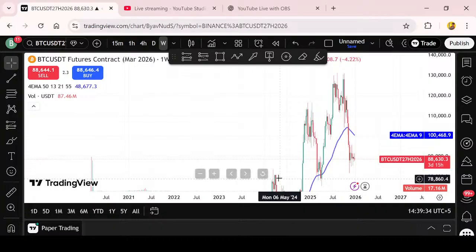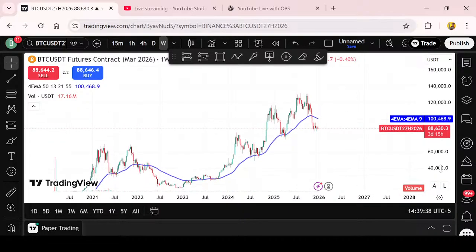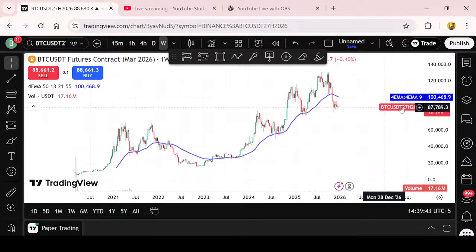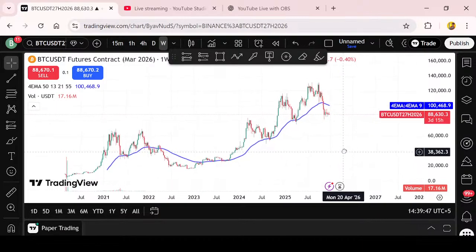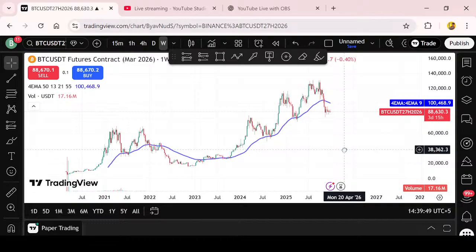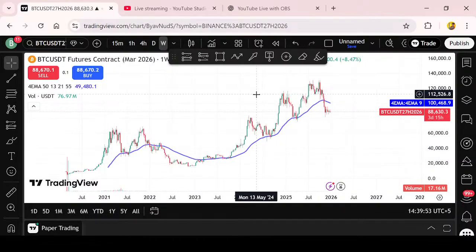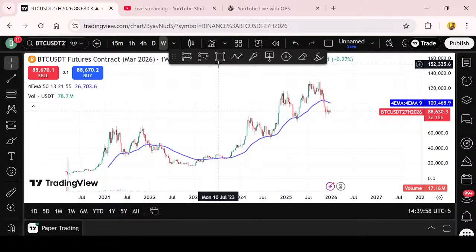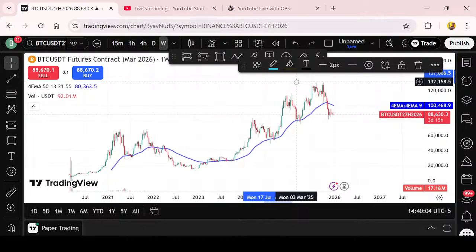And now let me fix the chart first. I want to see, first of all, I have to mark the levels. The top two levels there will be. It is the weekly chart.